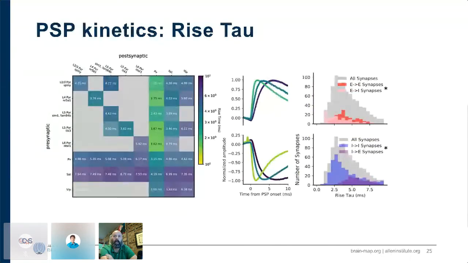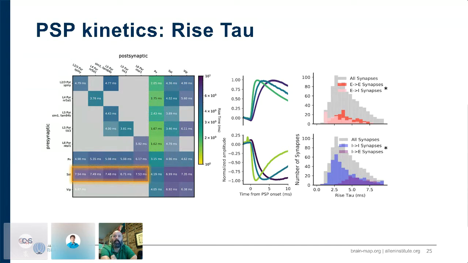Here is a similar plot showing the time constant of the rising phase of the postsynaptic potential. Again, there are some interesting patterns that stand out. Excitatory connections onto parvalbumin cells rise most quickly. We interpret bands in the column like this as a property of the postsynaptic cell subclass. Whereas banding in the rows, like the long rise time of somatostatin postsynaptic potentials, are considered to be a feature of the presynaptic cell subclass.